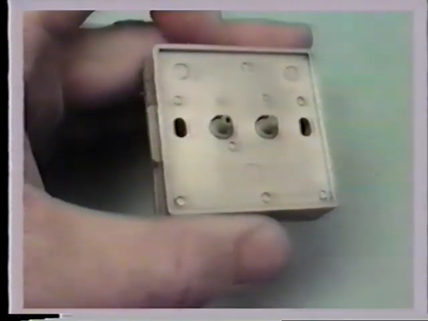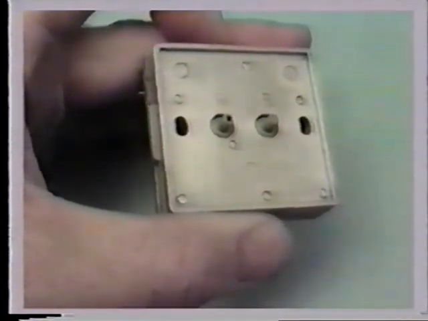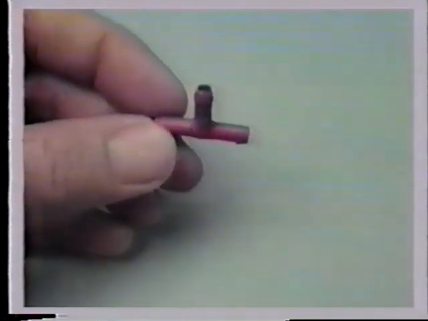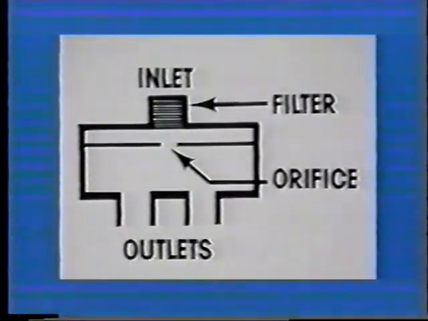This is the back of a 1-pipe pneumatic thermostat showing the connection and an example of a restrictor T used in this type of application. The restriction in the T is located at the input port of the T, and the 2 output ports are common.